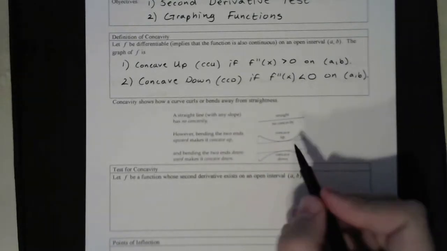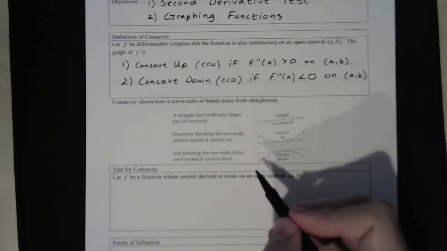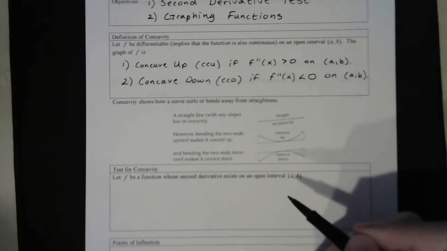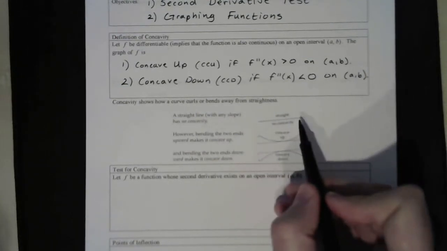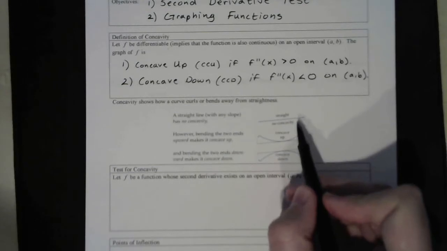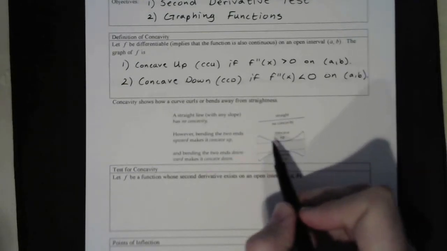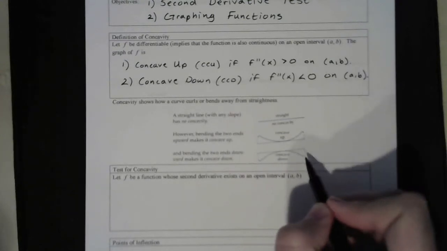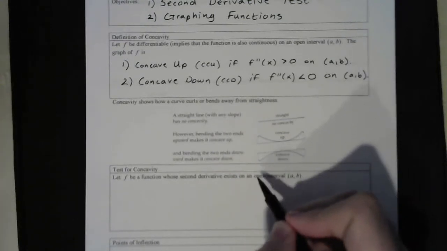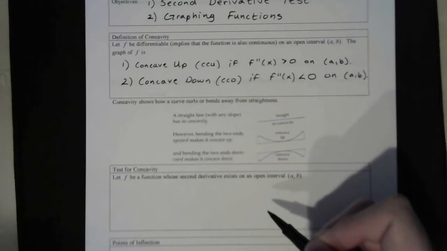Now I have a little diagram here. I know it's a little blurry on the camera, but hopefully you're looking at this either on your screen or on your own paper. But you can see we have a straight line here. This has no concavity. When we're concave up, it curves up slightly, and when we're concave down, it curves down slightly.